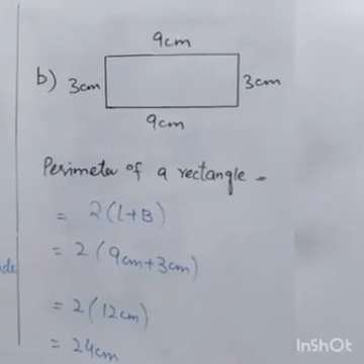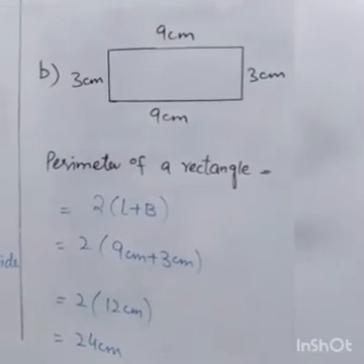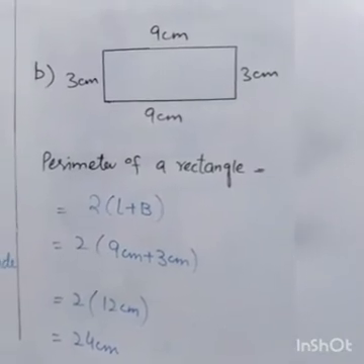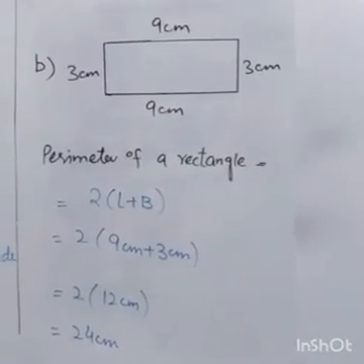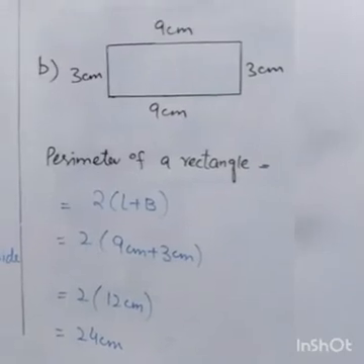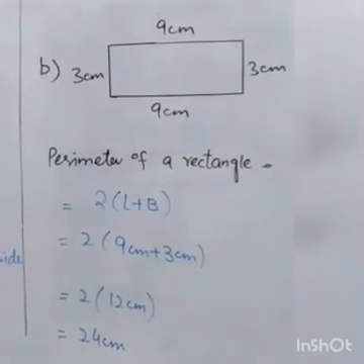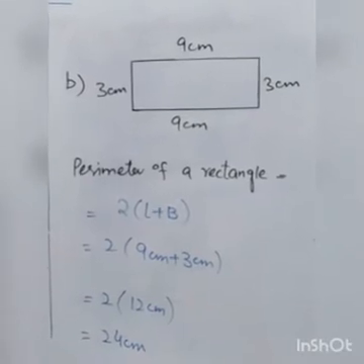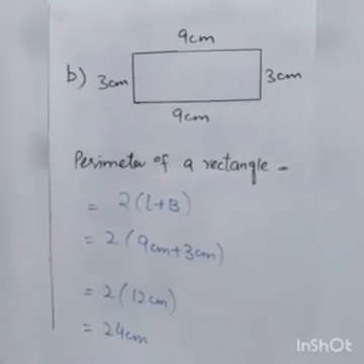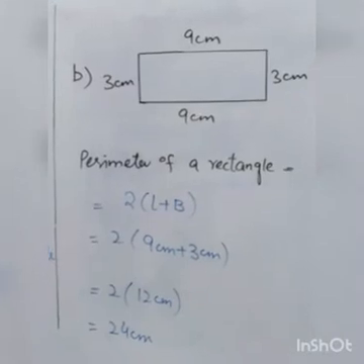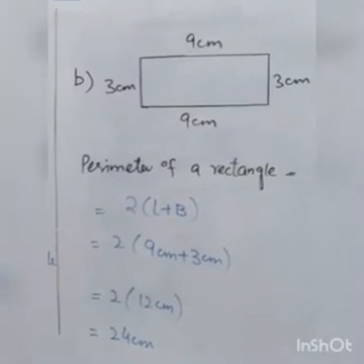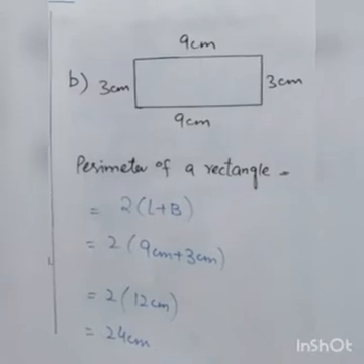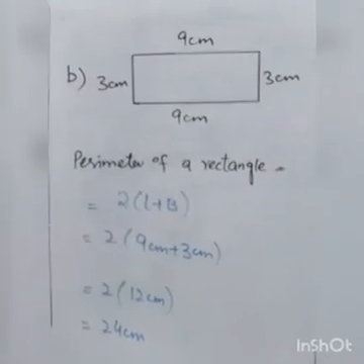The length of this shape is 9 centimeter and the breadth of this shape is 3 centimeter. So we will write 9 centimeter plus 3 centimeter. First of all, we will add both these numbers: 9 centimeter plus 3 centimeter, 12 centimeter. Then we will multiply this with 2. 2 12s are 24 centimeter. So the perimeter of a rectangle is equal to 24 centimeter.